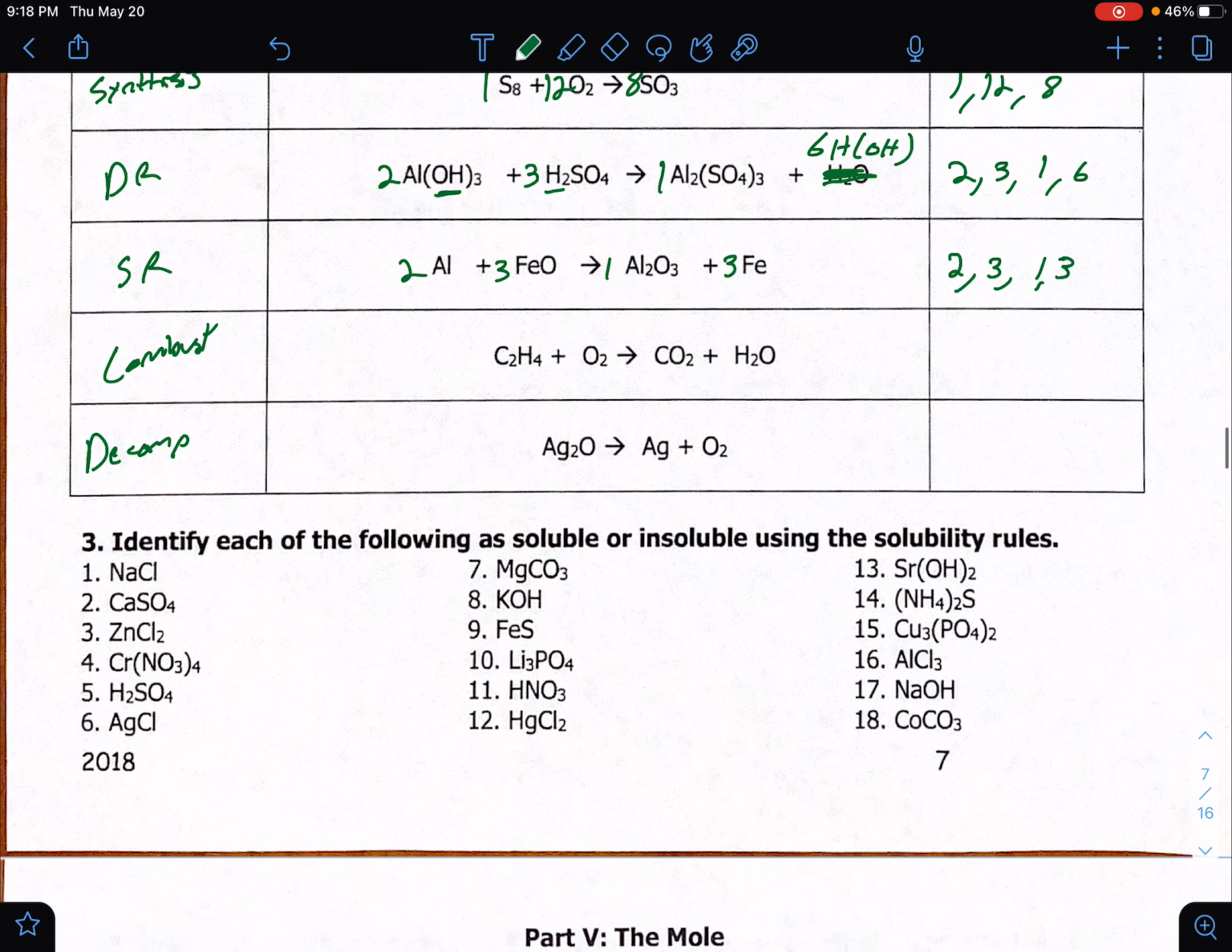Okay, next one, I'm just going to take a look at this. I have 2 carbons on the left and 1 on the right, so I'm going to put a 2 in front of CO2. Fixes that. I'm going to look at oxygens last, so we'll get to that in a second. Hydrogens, I've got 4 on the left, 2 on the right, so I'm going to put a 2 in front of H2O.